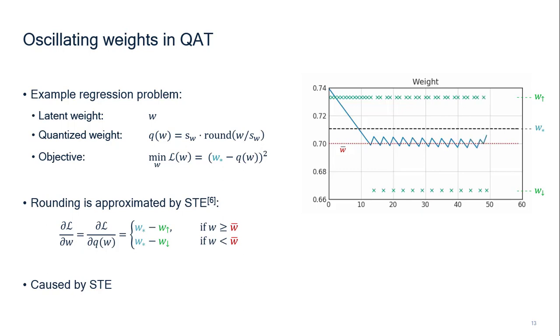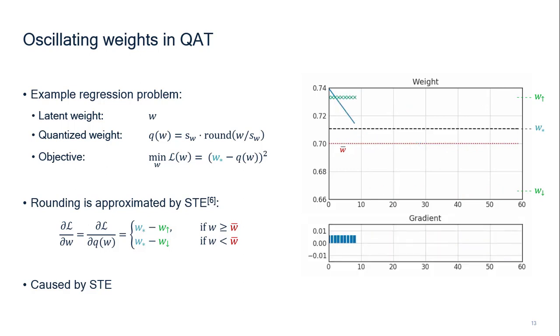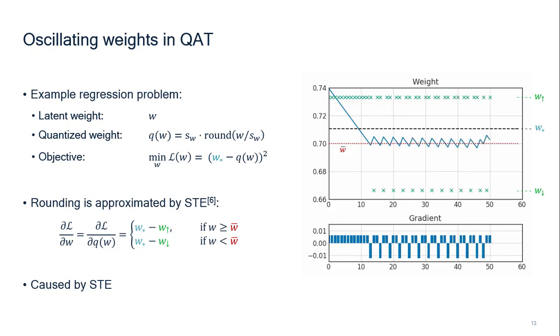The gradient of the rounding operation in most places is undefined, and therefore frequently approximated with the straight-through estimator. This results in the gradient being proportional to the distance of the target value to the quantized value. And we can see that this leads to having a small gradient until we reach the decision threshold, and then the sign flips, and we have a stronger gradient in the opposite direction. So the gradient approximation in the straight-through estimator is what causes the oscillations in quantization-aware training.